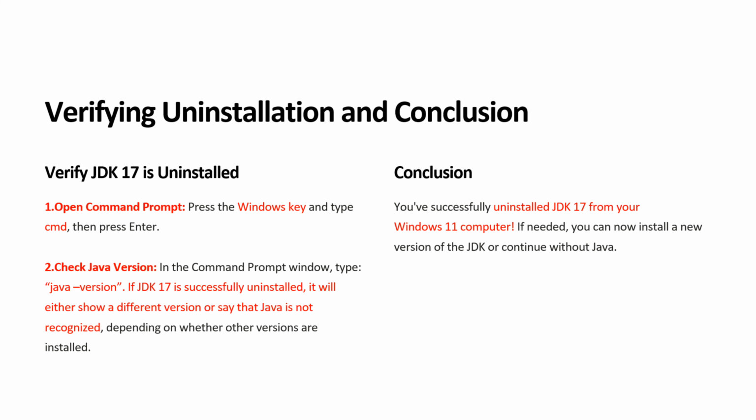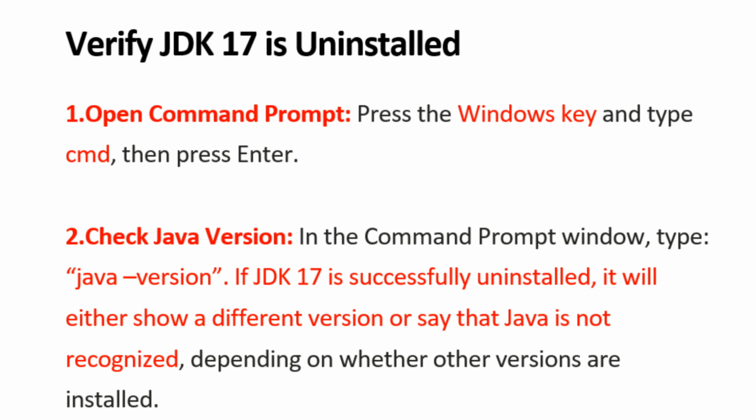Next, we have to verify JDK 17 is uninstalled. For that, open the command prompt, then execute the command java -version. If JDK 17 is successfully uninstalled, it will either show a different version or say that Java is not recognized, depending on whether other versions are installed.